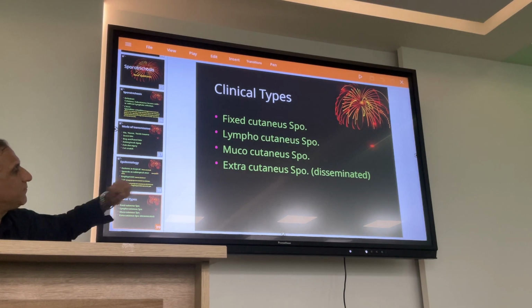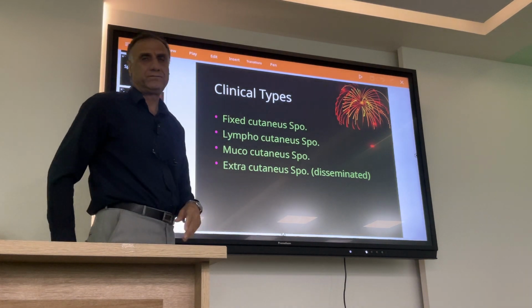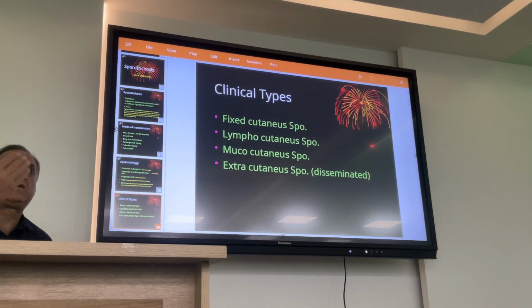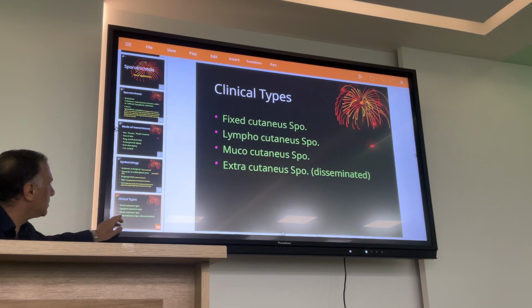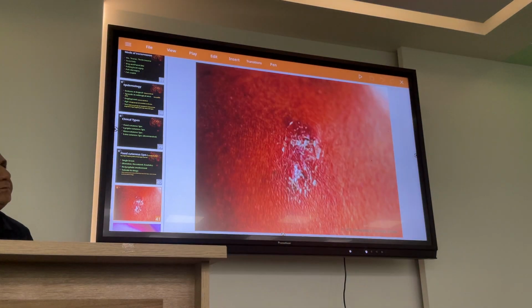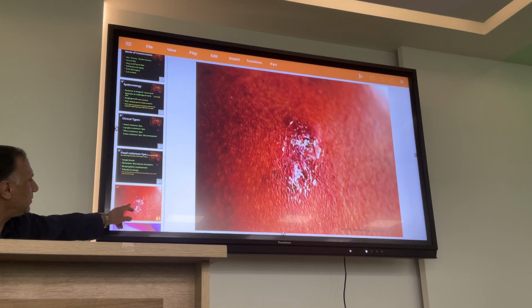In extracutaneous, we have a disseminated form after lymphocutaneous. Extra means the infection spreads from the lymphatic vessel to other parts. This means extracutaneous: the infection spreads from lymph node to another organ. In mucocutaneous, I will explain it after.